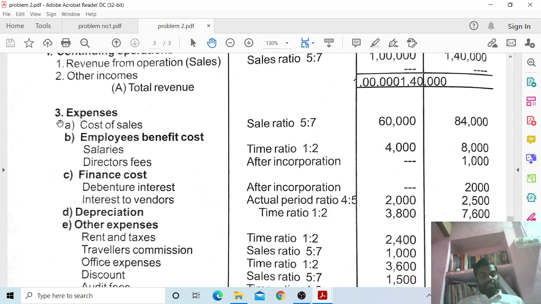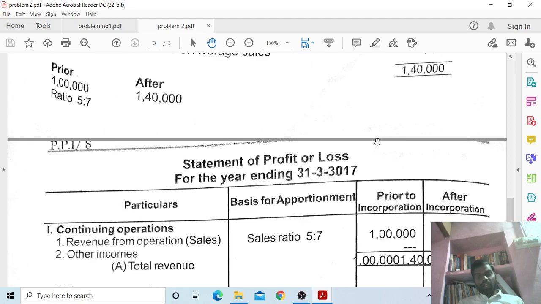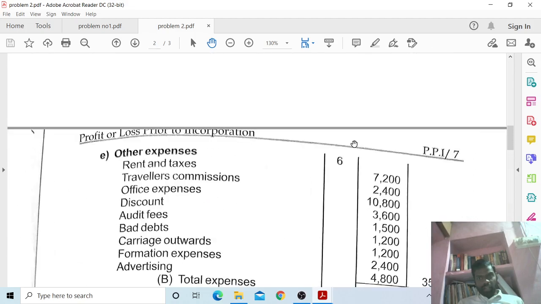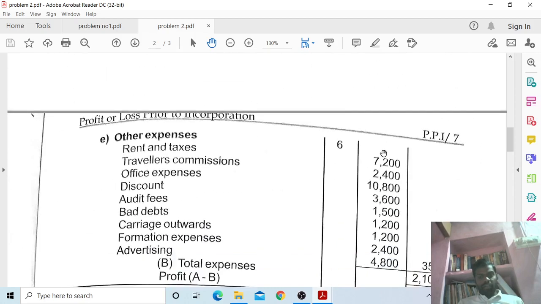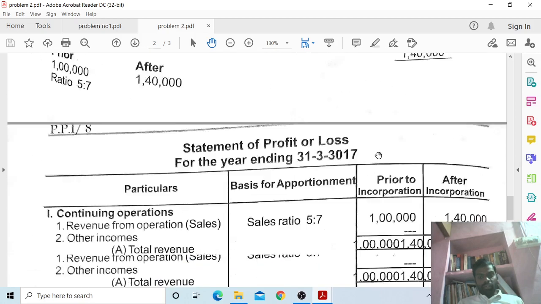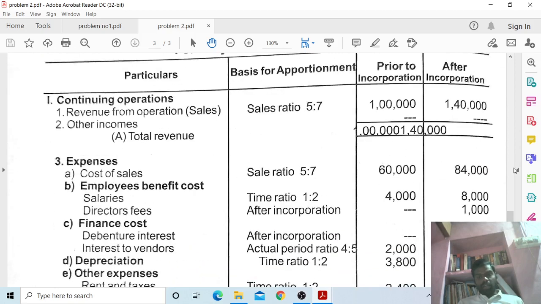Next, expenses. Cost of sales: distribute in the sales ratio 5 is to 7. The total is 1 lakh 44,000, so 60,000 prior incorporation and 84,000 after incorporation. B, employee benefit cost, salaries, time ratio 1 is to 2. Distribute the total amount 12,000: 4,000 and 8,000 after incorporation period.